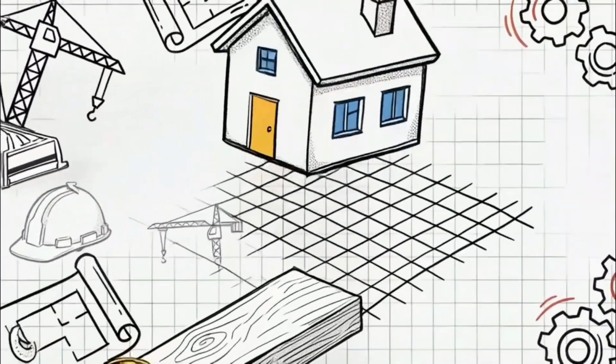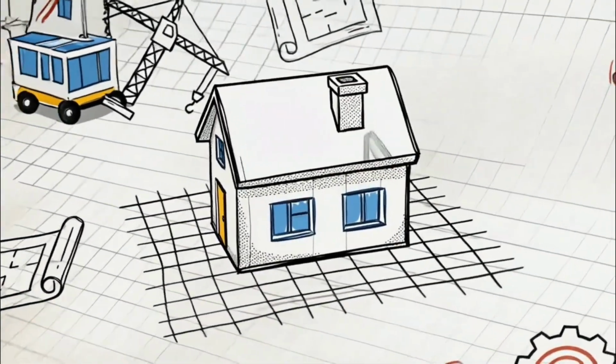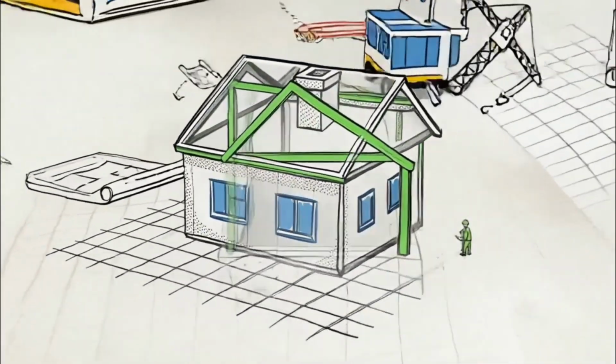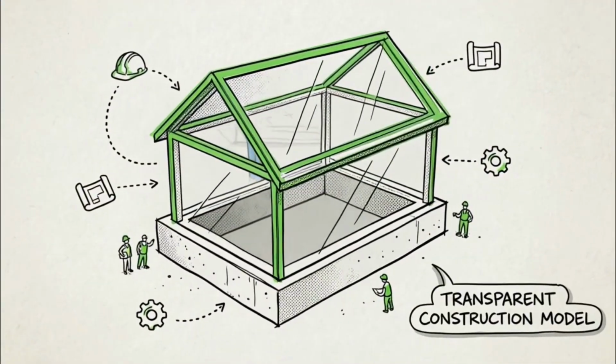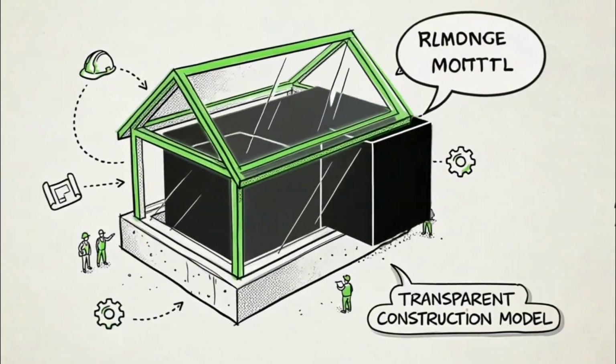Start with the shape of the house. The most efficient house to build is a simple rectangle. Why? Because it minimizes perimeter, which means less foundation, less exterior wall area, and a simpler roof.